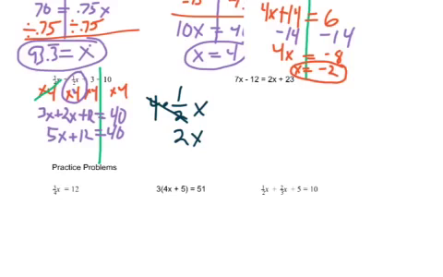Subtract 12 from both sides. It leaves me with 5x equals 28. I'm sorry, 28. And x equals 5.6.